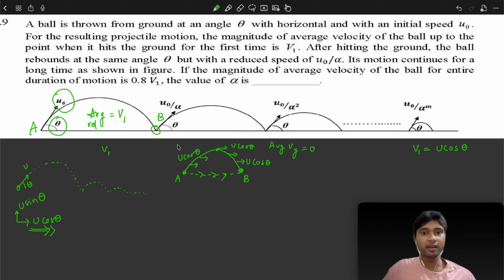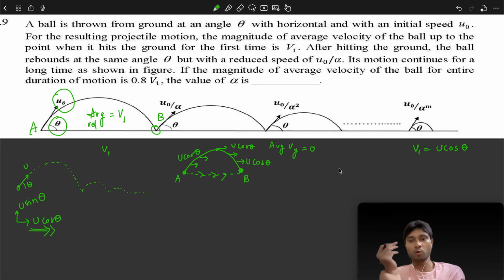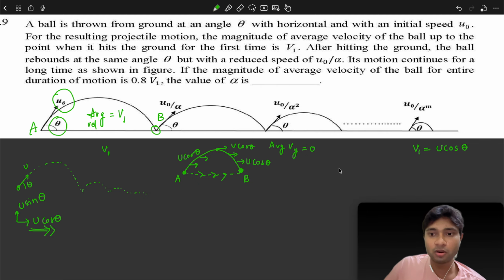Now what we have to solve? 0.8 v1 is the average velocity of complete motion until the motion dies out. So let's see how we will calculate average velocity for complete motion. For complete motion also this holds true that vertical displacement is 0, because eventually it will be on the ground. So average vertical velocity is 0. So I don't need to take care of vertical motion. So we will talk about average horizontal velocity.